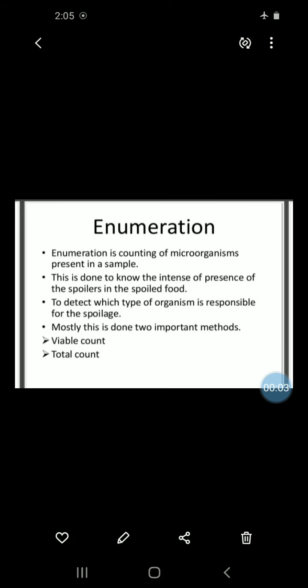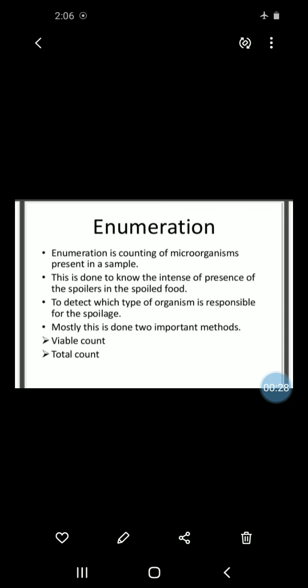Good afternoon, friends. In the last lecture, I discussed the different types of bacteriological media. In today's lecture, we will see the different methods for the quantitative measurement of bacterial growth. In that, first, viable count and total count. In short, we can say that is enumeration.